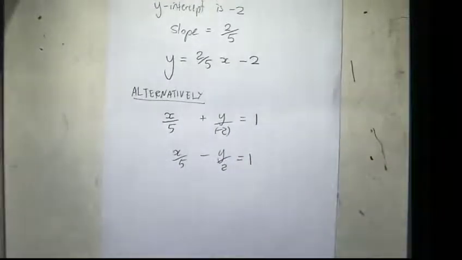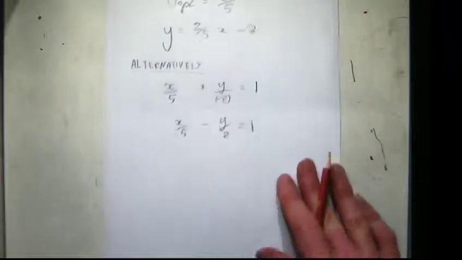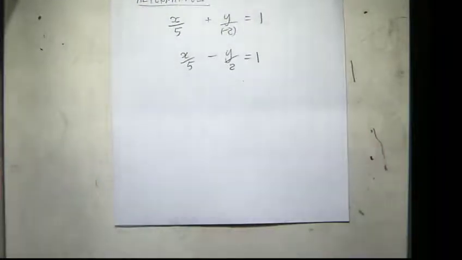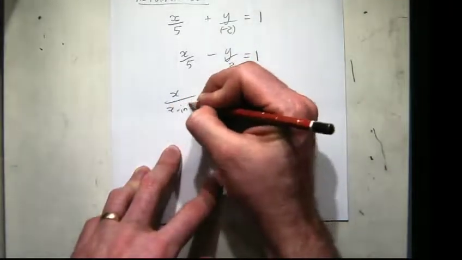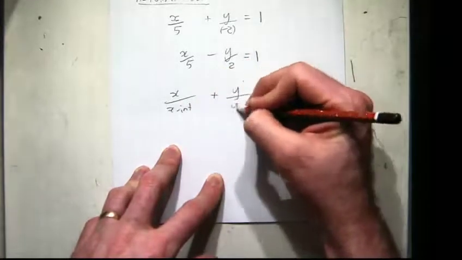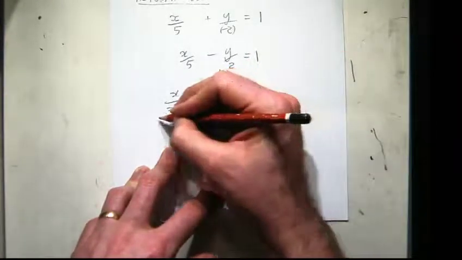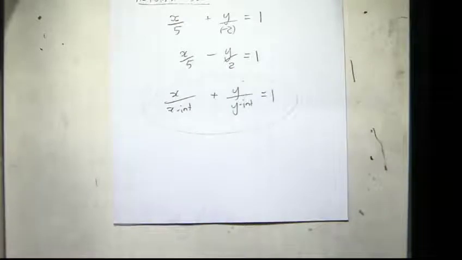So that is a linear equation. It's a fifth of x minus a half of y equals 1. Very interesting, that version of the equation of a line. That is another way to find the equation of a line from the x-intercept and the y-intercept. So if you're ever in that situation and you happen to remember this, sweet. Okay, so it's actually x over x-intercept plus y over y-intercept equals 1. That'll always work.